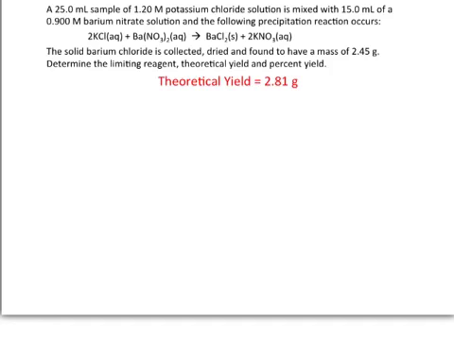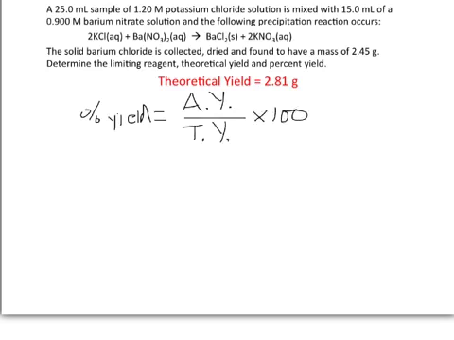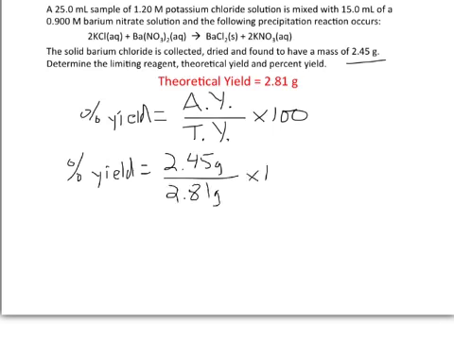So we want to know what the percent yield is. So remember that the percent yield is equal to the actual yield divided by the theoretical yield times 100. So our actual yield is 2.45 grams. So then we can get that the percent yield is 2.45 grams divided by the theoretical yield from the previous slide, 2.81 grams, times 100. And so the percent yield that I get is 87.2%.